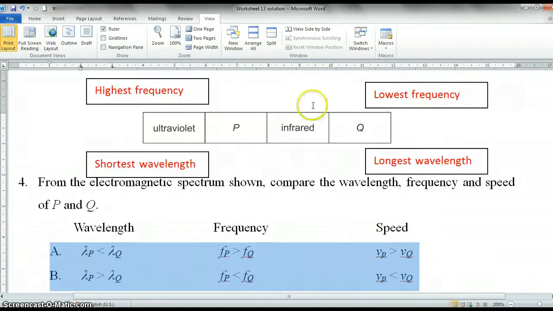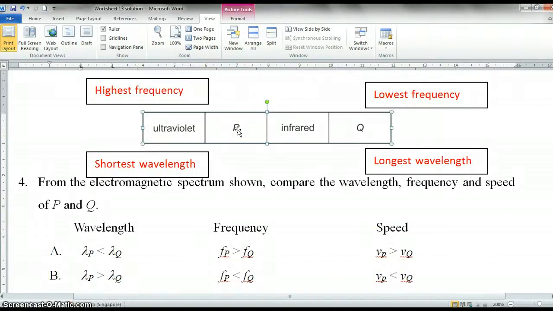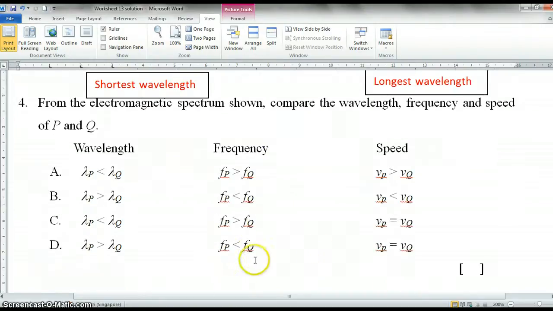Then we look at this description. P should have a higher frequency than Q. Answer is C already. Frequency of P higher than frequency of Q. So automatically the answer must be C. There's no other option already. Answer C.